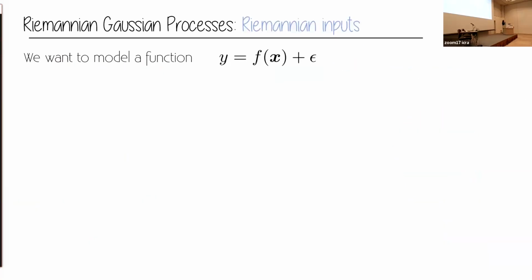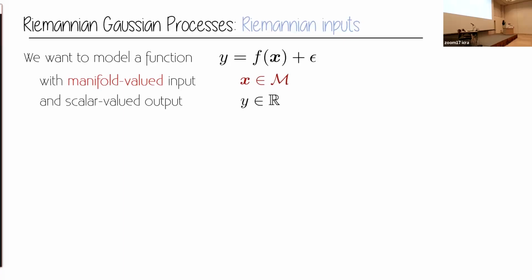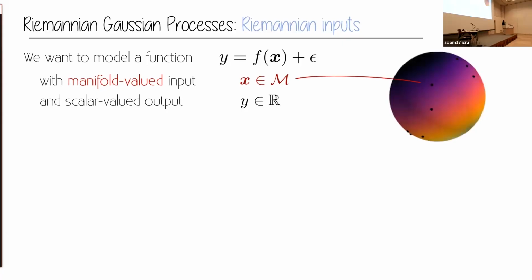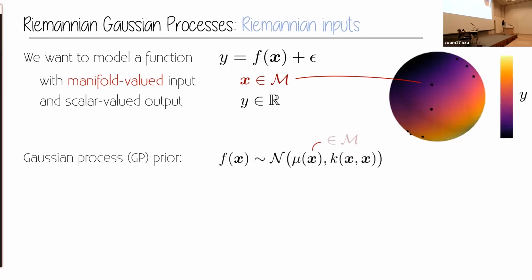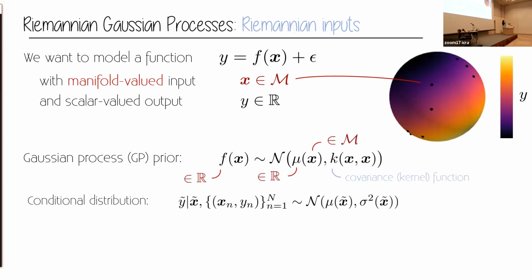So again, we have Gaussian process with manifold valued input. So we are trying to model a function that has an input lying on the manifold and a scalar output in that case. And basically here we again put a Gaussian process prior on it. That means the input is on the manifold, the mean function outputs a scalar, and the covariance function here takes as inputs 2 points on the manifold. We obtain again a conditional distribution once we have data that are known, this data here, and you see that this has the same shape as for the classical Gaussian process. Again, the difference is that you have manifold valued inputs.